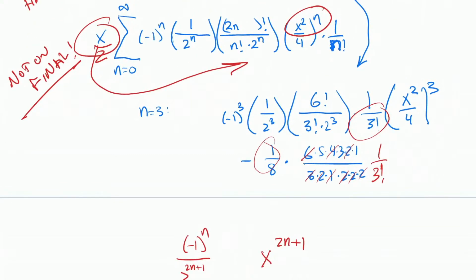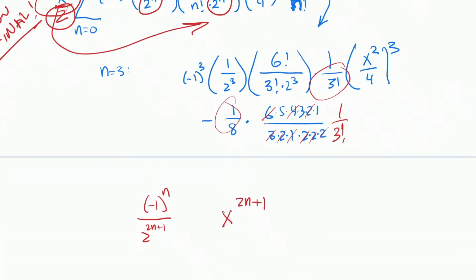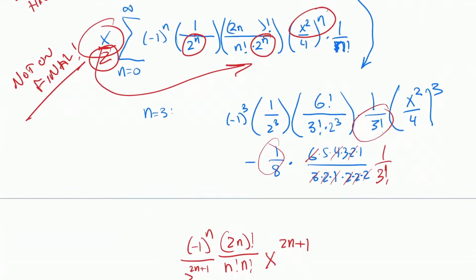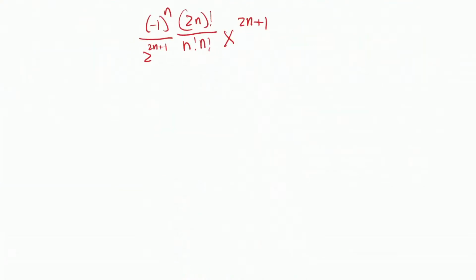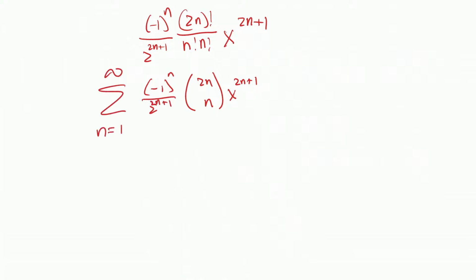Okay, so where did the 2n plus 1 come from? Here's n, here's another n, and then here's the extra 2. So 2n plus 1, and then this will be 2n factorial over n factorial, n factorial. Oh, fascinating. Oh, super cool. This is actually 2n choose n. 2n plus 1. Okay, I'm glad you made me do that. Okay, so that's what probably the back of the book has.